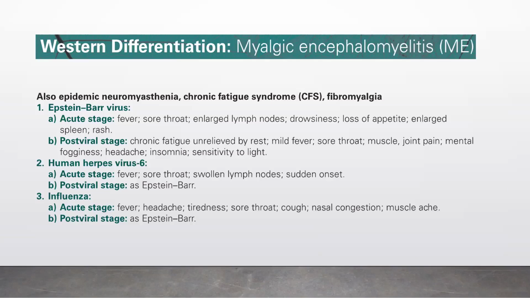Number 2, human herpes virus 6. Letter A, acute stage: fever, sore throat, swollen lymph nodes, sudden onset. Letter B, post-viral stage as Epstein-Barr. Number 3, influenza. Acute stage: fever, headache, tiredness, sore throat, cough, nasal congestion, muscle ache. Letter B, post-viral stage as Epstein-Barr.